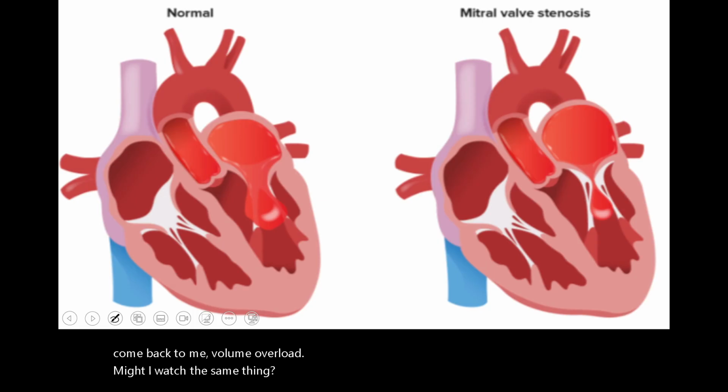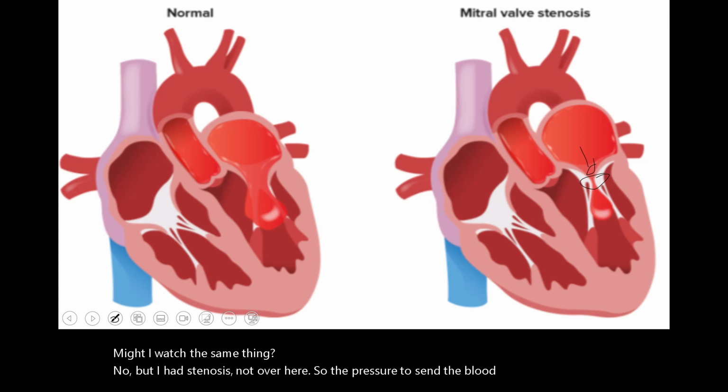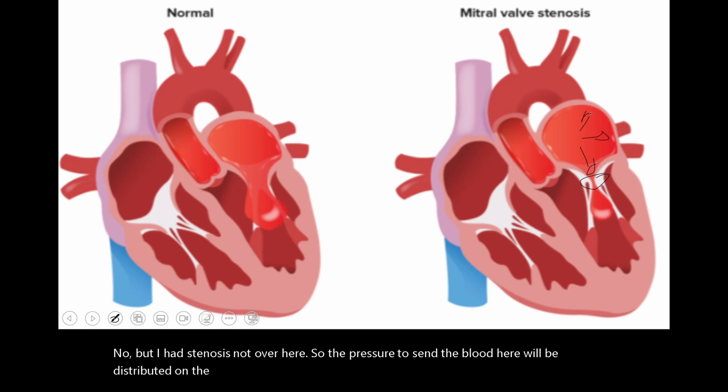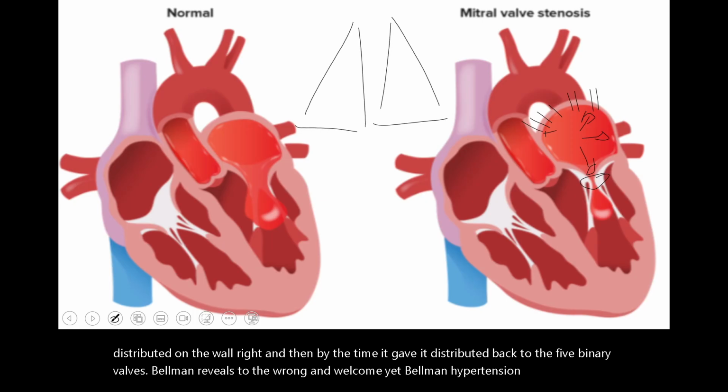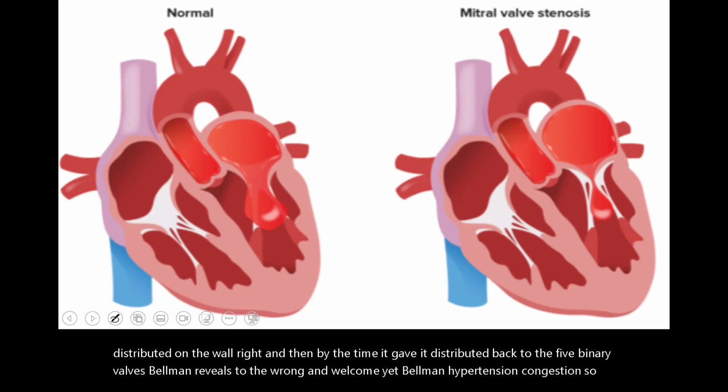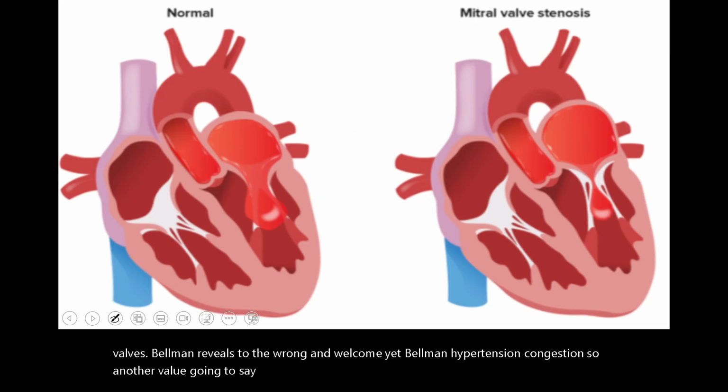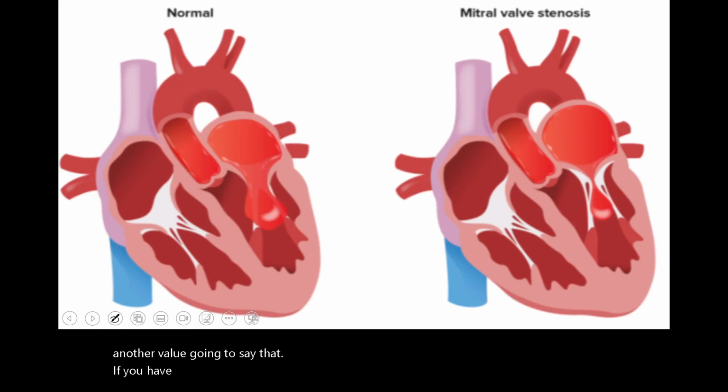Pressure overload means I have stenosis, narrowing here, so the pressure to send the blood through is distributed on the wall, right? And then it can be distributed back to the pulmonary veins to the lung, and will create pulmonary hypertension, congestion. So, in another valve, we're going to say that if you have mitral or left side problems, you get pulmonary hypertension.